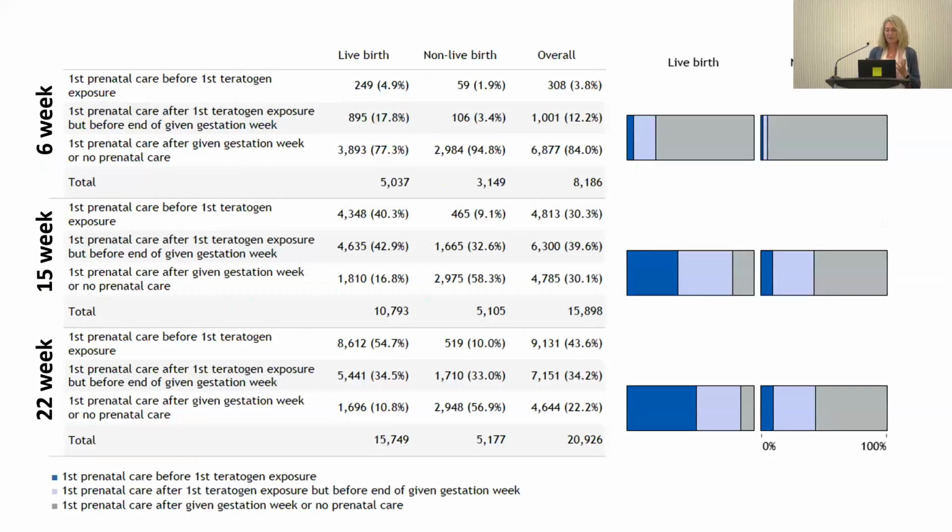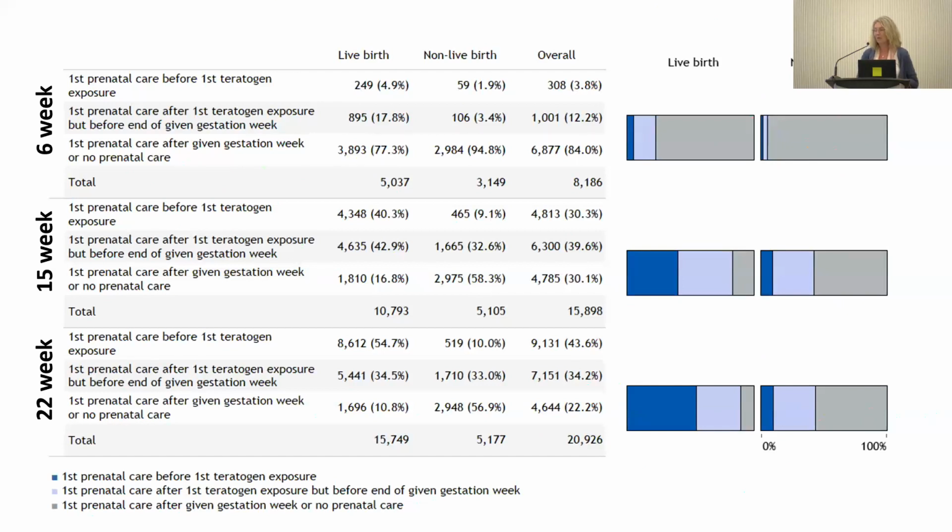So this is a very busy slide with a lot of numbers, but that's also the most important slide. So dark blue is basically our first scenario where we have the first prenatal care visit before the teratogenic exposure. So that's the scenario where there could have been some discussion where the obstetrician might say, you really need to change this drug and so on. So here's time for prevention. The light blue is where the prenatal care came after the teratogenic exposure, but before that particular week.